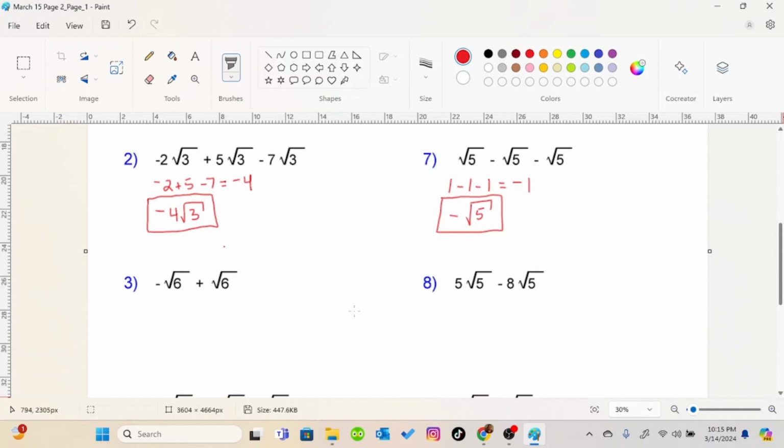Number 3. These are both square root of 6, so we can combine them. This is negative 1 plus 1, and that equals 0. So our final answer is 0.